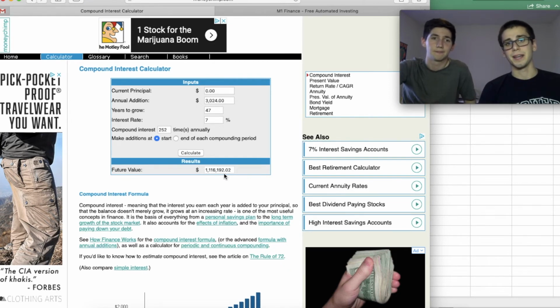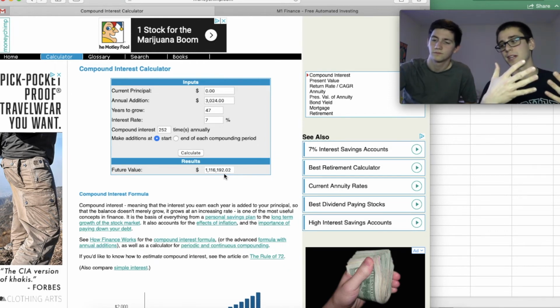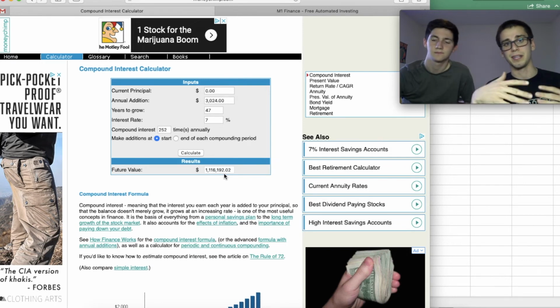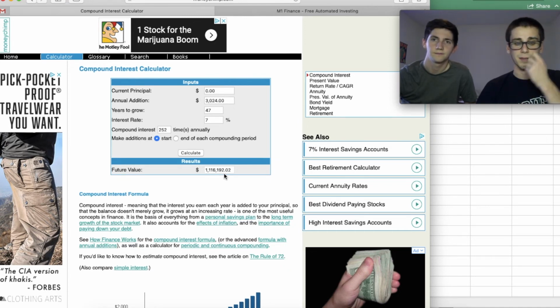Yeah, and that's just the bare minimum too, assuming that you only put in $3,000 a year. So technically, you could be putting in more than that. You could be getting greater than a 7% return on your money for sure. So this is just a bare minimum example. Things could be expected to be higher, and things could potentially be lower.